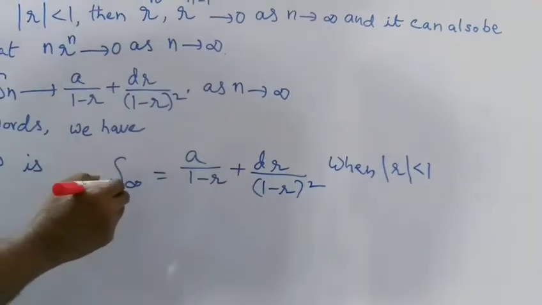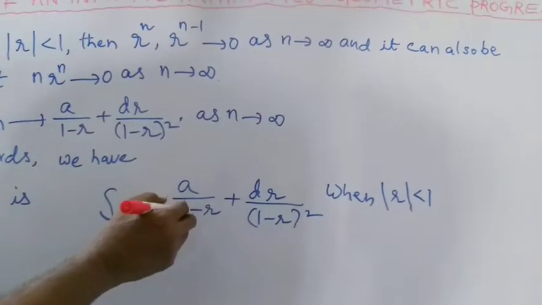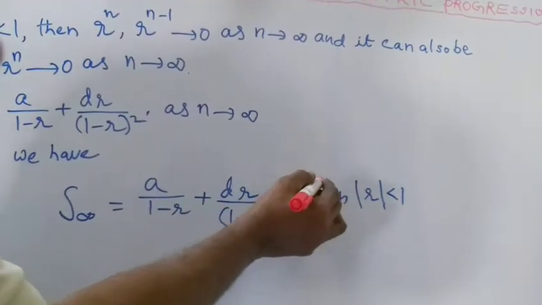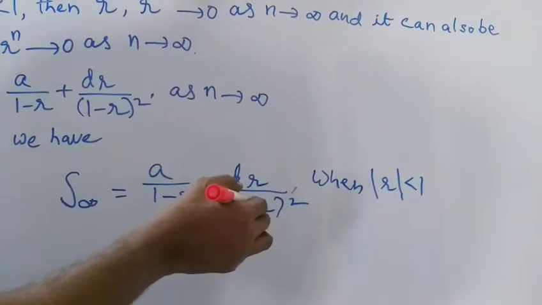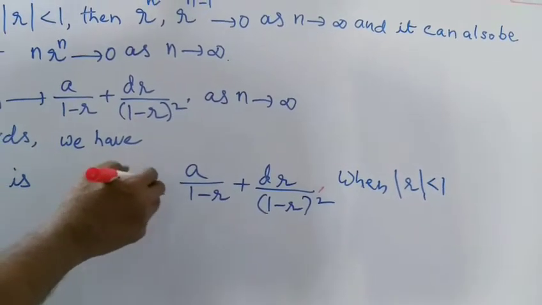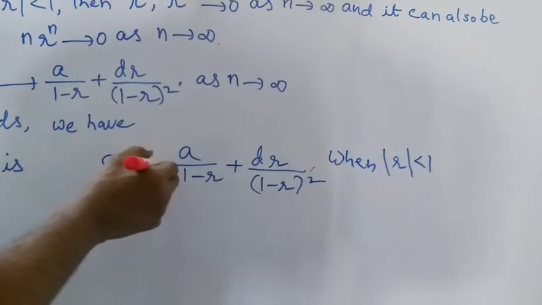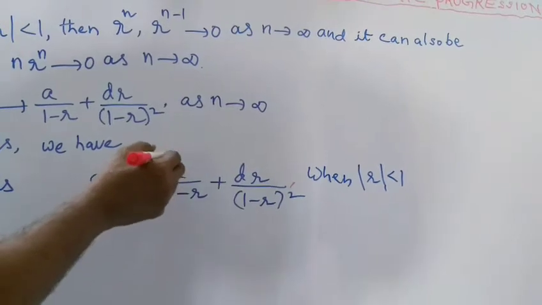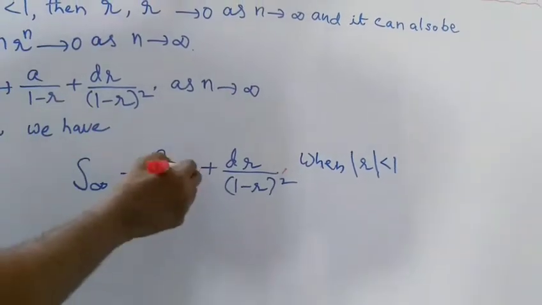Here, the sum to infinity of an infinite arithmetico-geometric progression is a by 1 minus r plus dr by 1 minus r whole square. This is possible when modulus r is less than 1, that is, when the common ratio value is less than 1. Here a is the first term, d is the common difference and r is the common ratio.